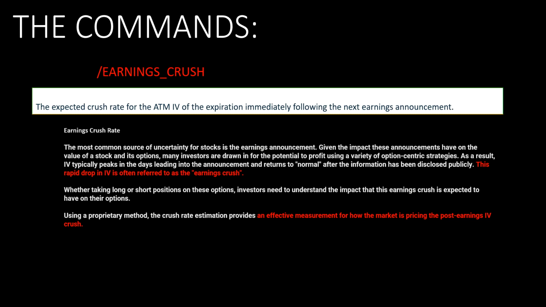Well, the most common source of uncertainty for stocks is the earnings announcement. Given the impact these announcements have on the value of a stock and its options, many investors are drawn in for the potential to profit using a variety of option-centric strategies. As a result, IV typically peaks in the days leading into the announcement, meaning you should be holding options on those days leading into the announcement, because when IV rises, likely you're going to be profiting.